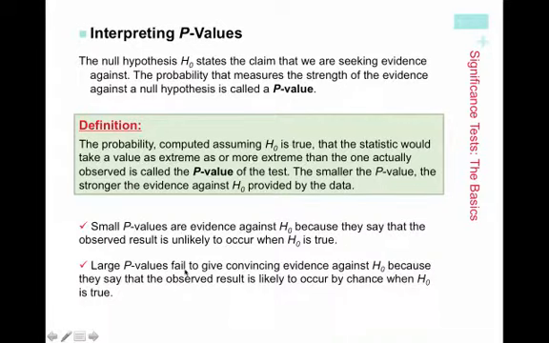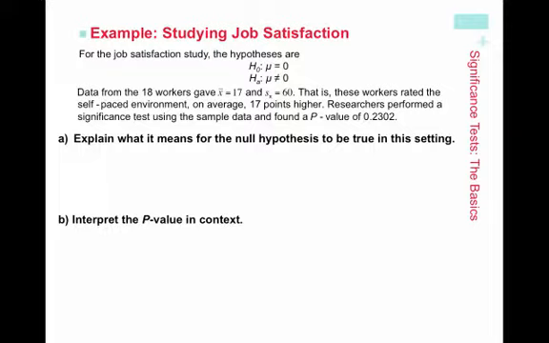Small p-values are evidence against the null because they say the observed result is unlikely to occur when the null is true. Large p-values fail to give convincing evidence against the null because they say the observed result is likely to occur by chance when H sub 0 is true.